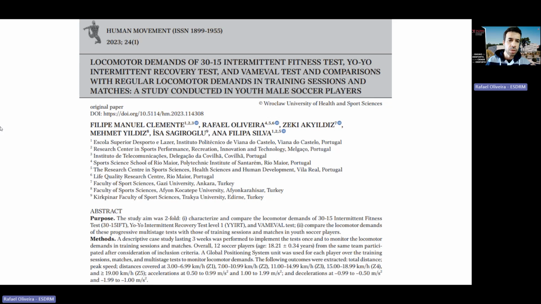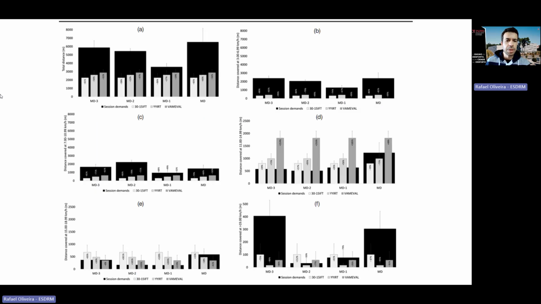First, this was conducted in youth male soccer players about 17, 18, 19 years old. We applied 3 different tests: the 30-15 IFT, the Yo-Yo Intermittent Recovery test, and also the VAM-EVAL test.